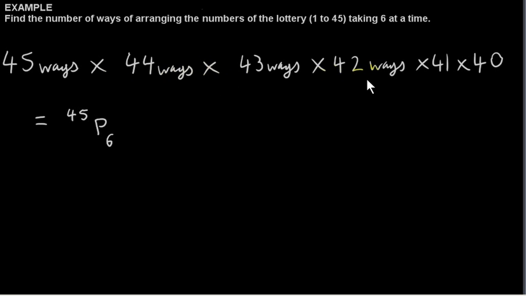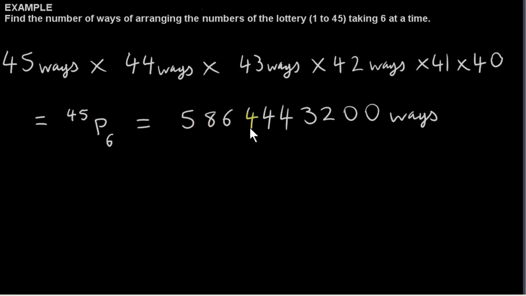So we write down all the different ways for selecting each number. There are 40 ways to select the sixth number, because there are only 40 numbers left after the first 5 numbers have been picked. So by the fundamental principle of counting, we multiply all these ways together. You can do this on your calculator. Use the nPr button, press 45, then the nPr button, then 6. So when you do this calculation, you get 5,864,443,200 ways of permuting the numbers of the lottery, taking 6 at a time.